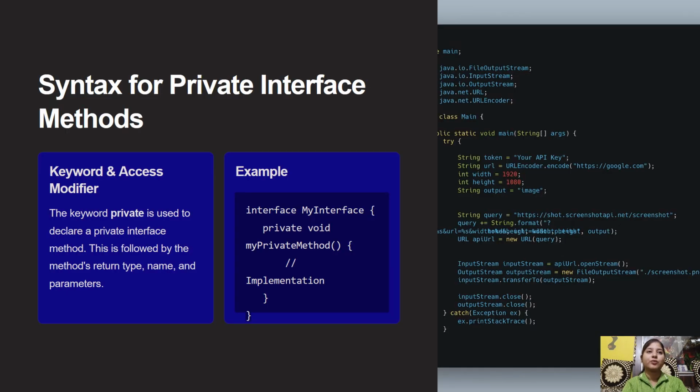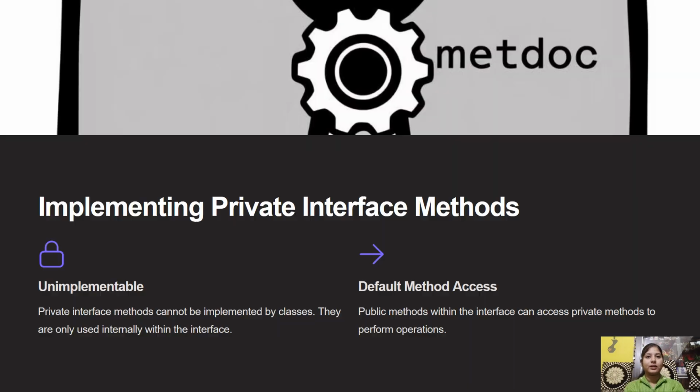Coming to the syntax for private interface methods, keyword and access modifier. The keyword private is used to declare a private interface method. This is followed by the method's return type, name, and parameters. An example of the syntax is given in the slide.